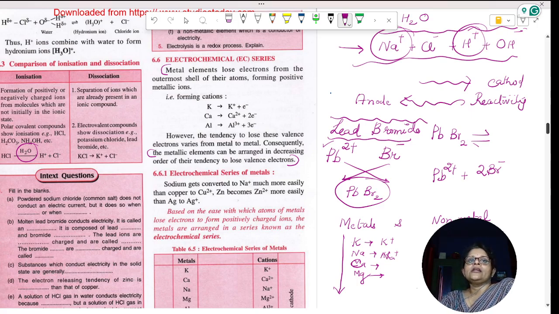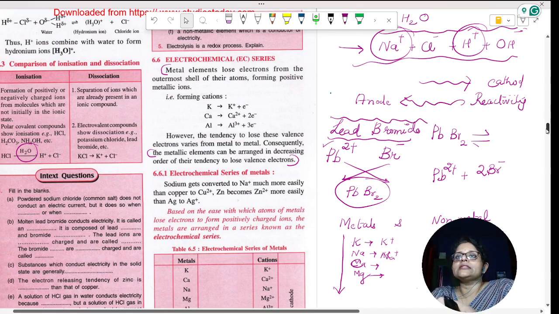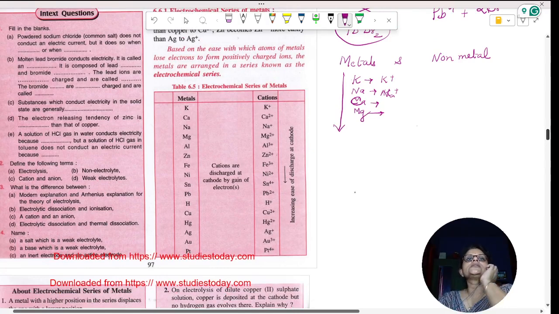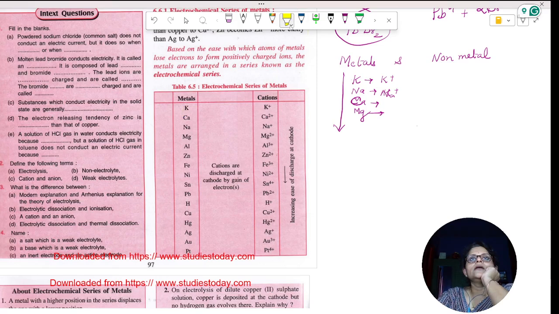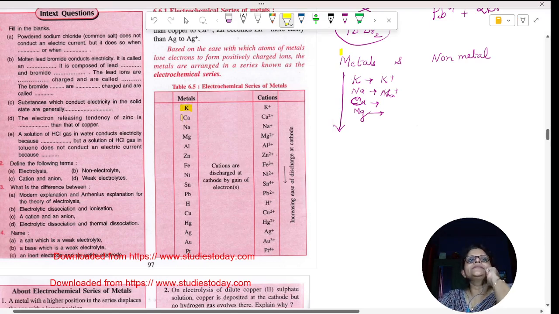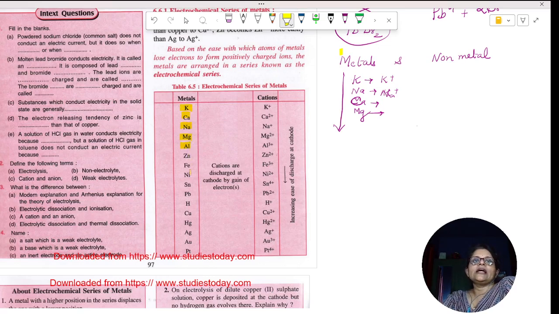So, if you look at the electrochemical series which is given in the textbook, what can you infer from this? Metals like potassium, and in some cases sodium is written up. Calcium, sodium, magnesium, aluminum: these are all highly reactive. And as it goes down the series, the reactivity is decreased.